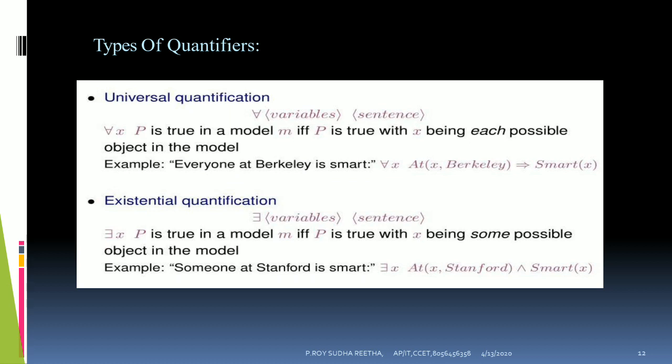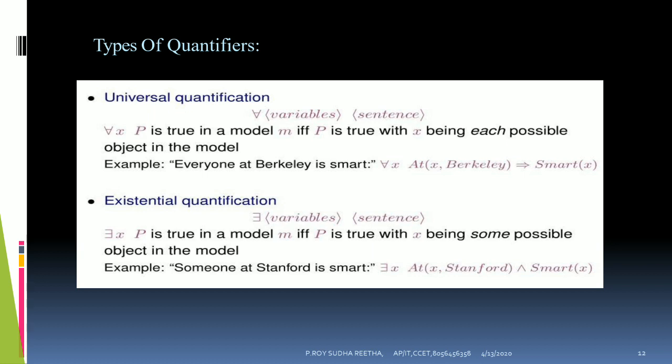Here the syntax to write the quantifiers and what is meant by the quantifiers is given. First we are going to see universal quantification, and second is existential quantification. Universal quantification is the inverted A. The syntax is inverted A, variables and sentence. Universal quantification of X, predicate P, is true in a model if P is true with X being each possible object in the model. For example, everyone at Berkeley is smart can be represented using the above universal quantification.